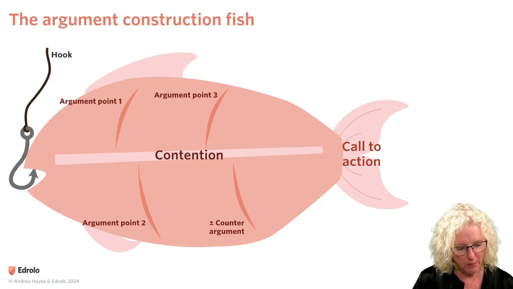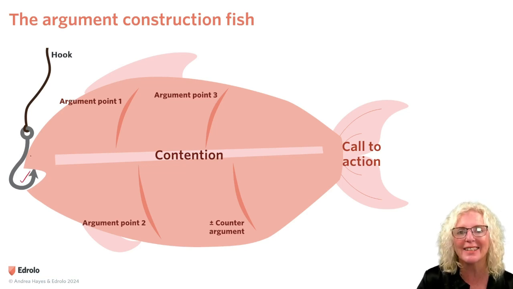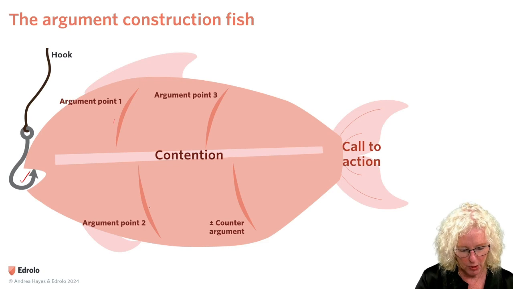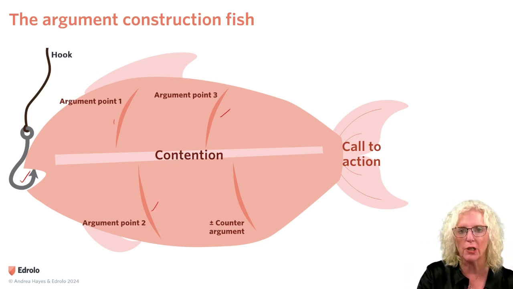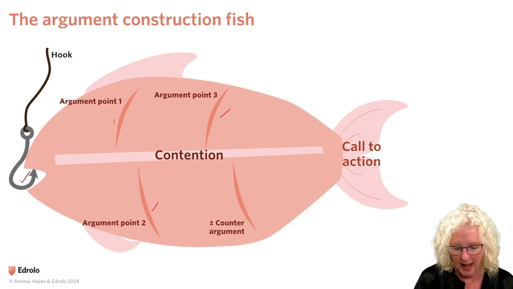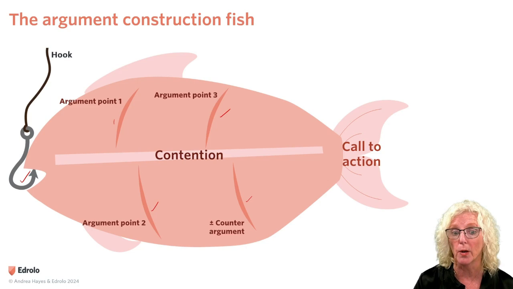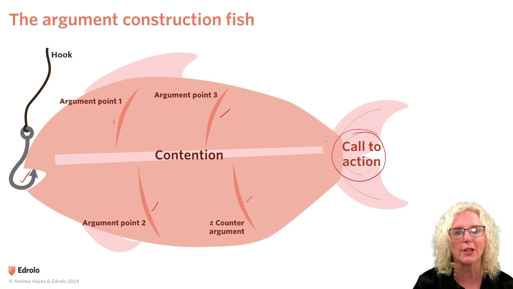Now let's look at my favourite argument construction fish. We've got some really good points here. So we've got our hook, usually at the start of an argument. Then we have our argument points 1, 2, and 3, but they support the central contention that virtually runs through the entire persuasive text. And here we've got plus or minus a counter argument, which are often used as your argument 4th point. And at the end, we have the call to action.